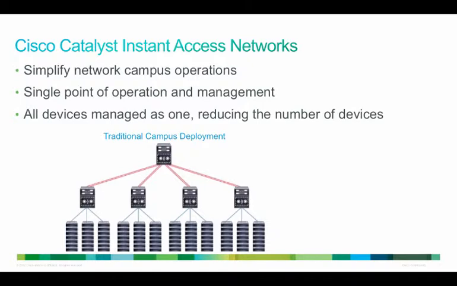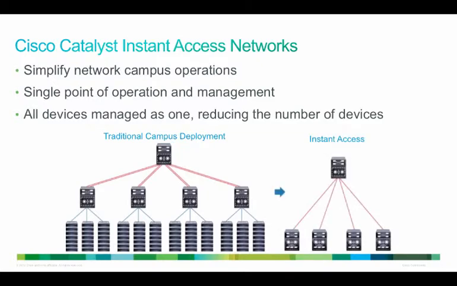Traditional campus deployments consisted of several stacks of switches that needed to be configured individually to update the network. Cisco Catalyst Instant Access creates a single network touchpoint and a single point of configuration across distribution and access layer switches, simplifying design, deployment, and operations for enterprise campus networks.